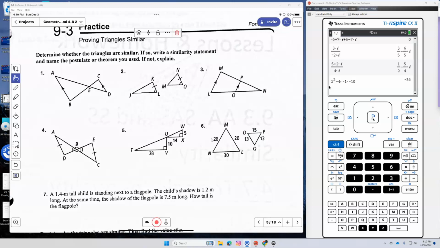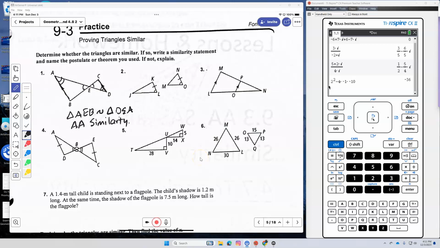So like number one, we know that these are vertical angles, which are congruent. We know that this line and this line are parallel, so alternate interior angles are congruent. So we know that triangle AEB is similar to triangle DEA. And what's the reason? It's going to be the angle-angle similarity theorem.